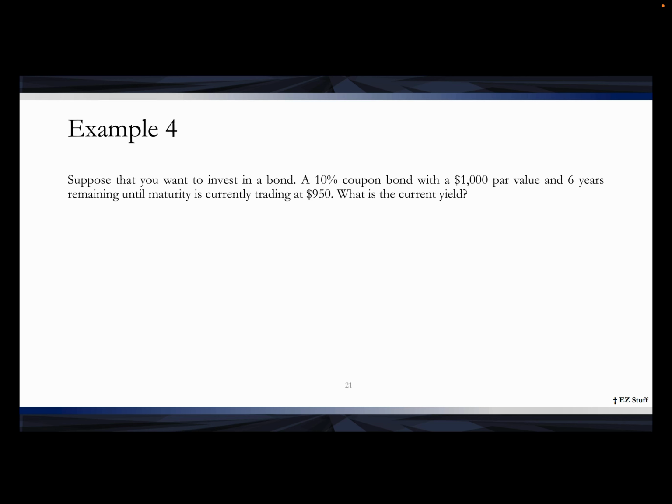Example 4. Suppose that you want to invest in a bond. A 10% coupon bond with a $1,000 par value and 6 years remaining until maturity is currently trading at $950. What is the current yield?